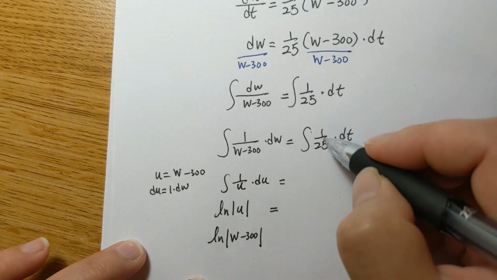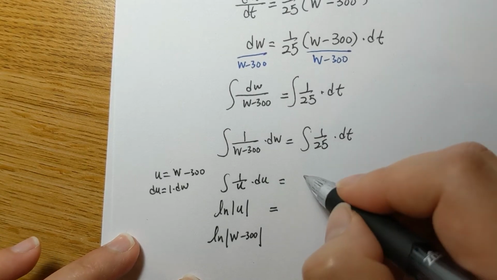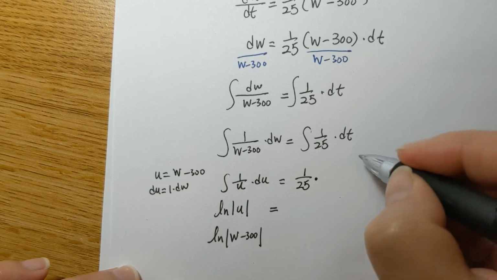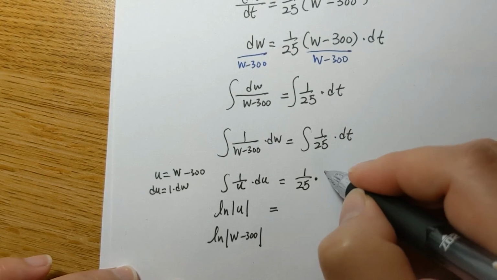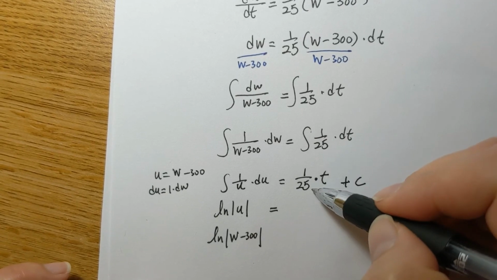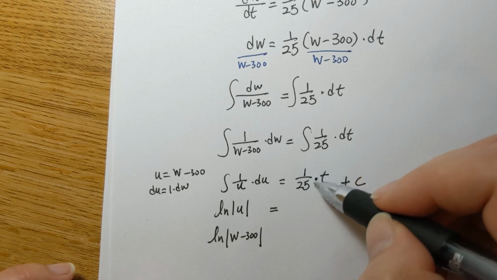Now I'm going back to the right side. 1 over 25 is a number, so it'll be 1 over 25 times the variable. It was no longer x, so you put t, plus c. So look at here, the derivative of 1 over 25 times t is 1 over 25.